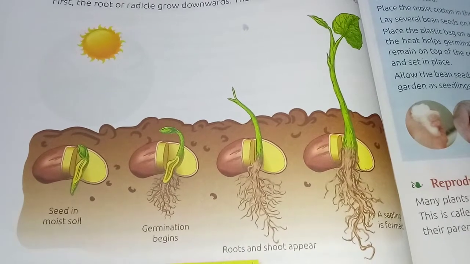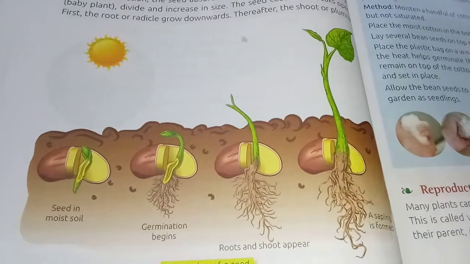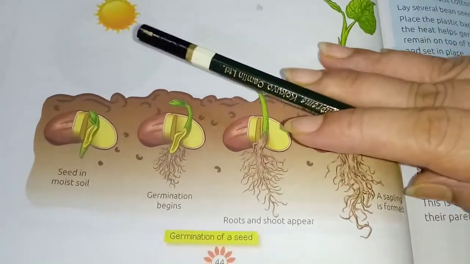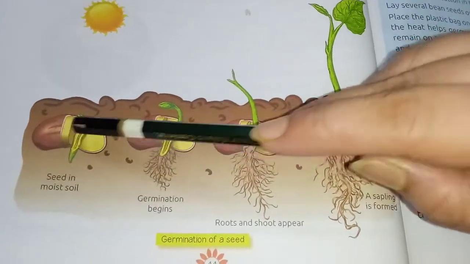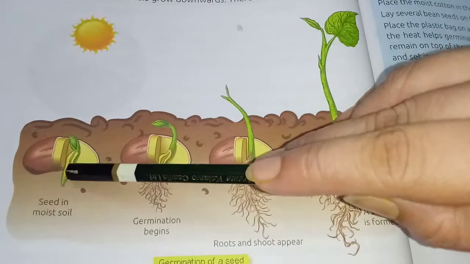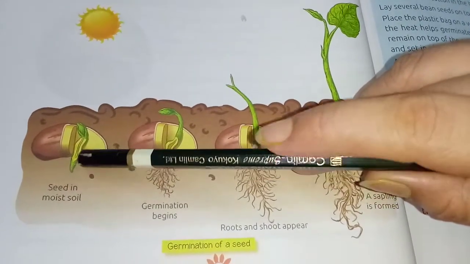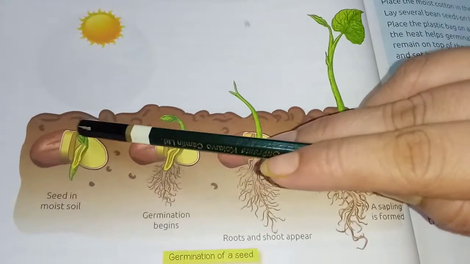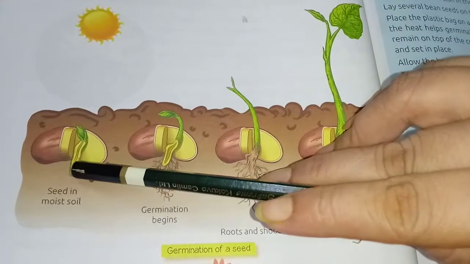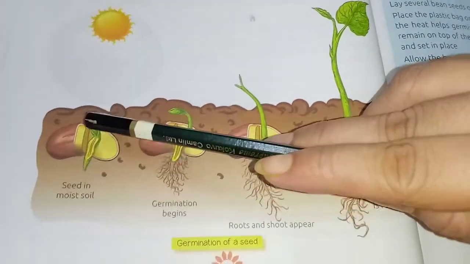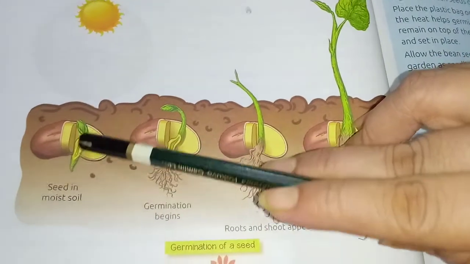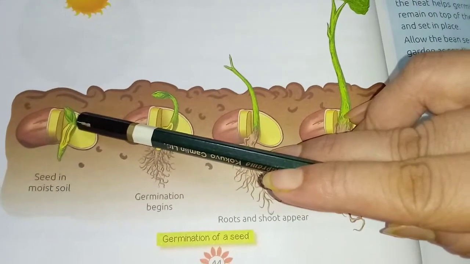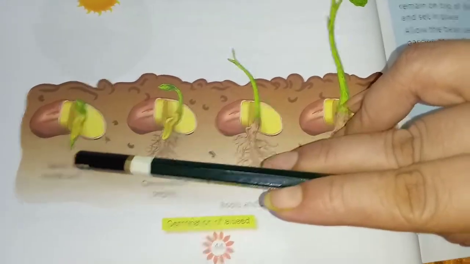The embryo or the baby plant is within the seed. It is protected by the seed coat. Here is the seed coat. Here are two parts of seed coat and the embryo. The baby plant has a baby shoot called plumule and a baby root radicle. This embryo has two parts, shoot and root part. Shoot part is called plumule and root part is called radicle.